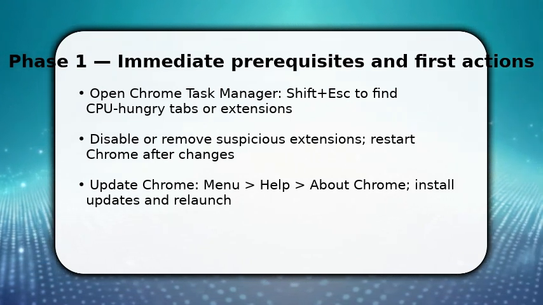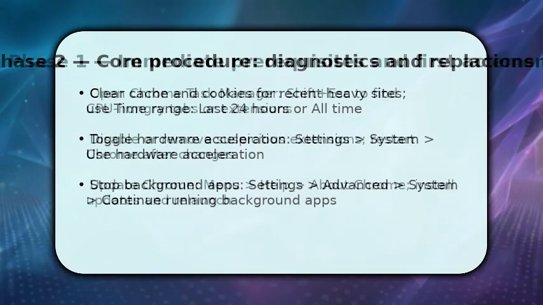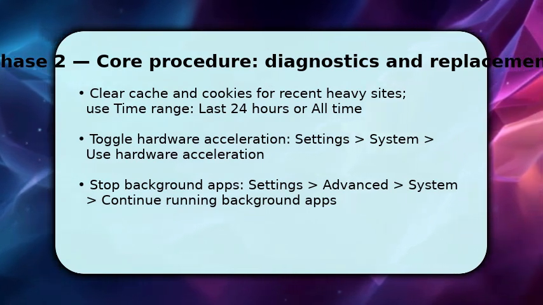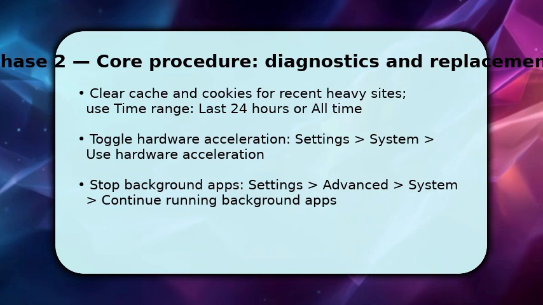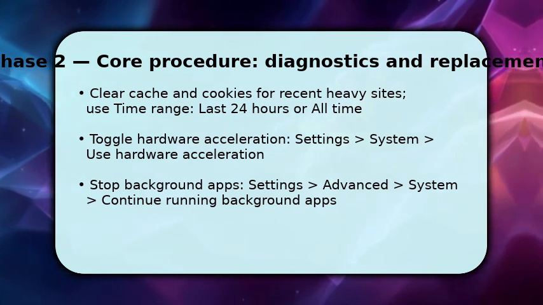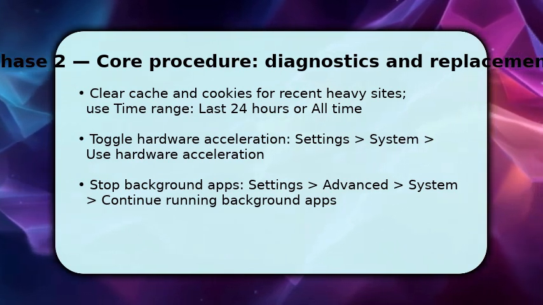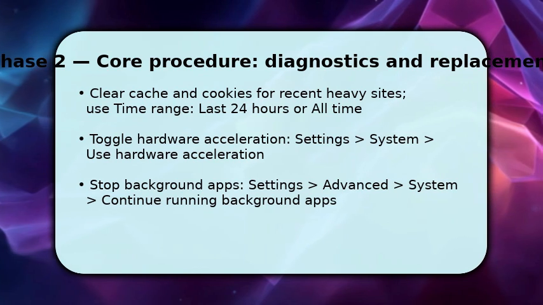Once initial fixes don't fully resolve it, clear browsing data to remove corrupted caches that can spike CPU. Choose the right time range and restart. Then, toggle hardware acceleration in Settings, System. Turn it off if GPU drivers are unstable, or on if off improves performance.